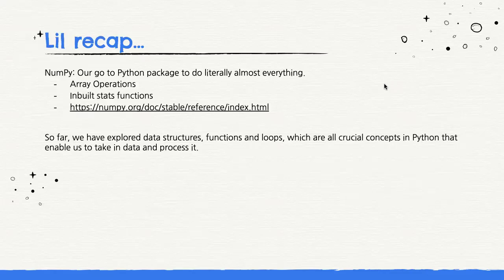Just for a little recap, I wasn't here, but I think you went over NumPy and things like that. We're going to use a little bit of that today. NumPy is one of our go-to packages. It can do array stuff faster than normal Python arrays, and it has inbuilt stats functions. I don't think we're going to cover that today, but just know that it exists. And all the stuff like data structures, functions, and loops that we've already covered is going to help us take a lot of data and process it. So that's what we're going to do today.